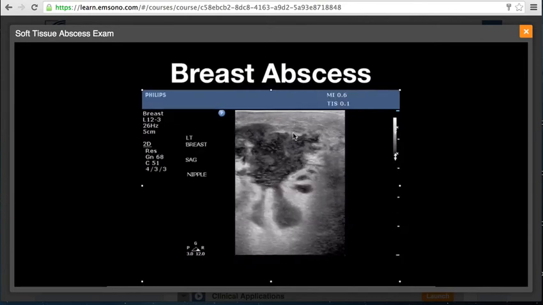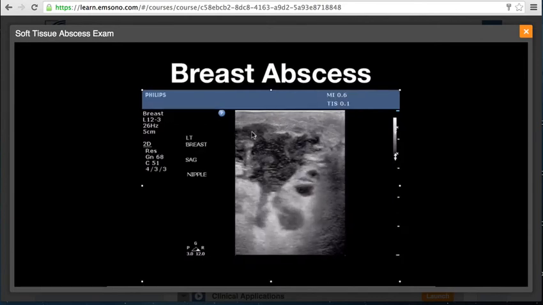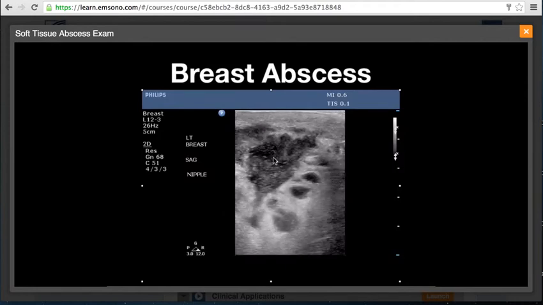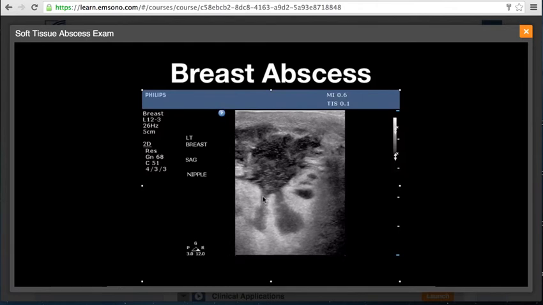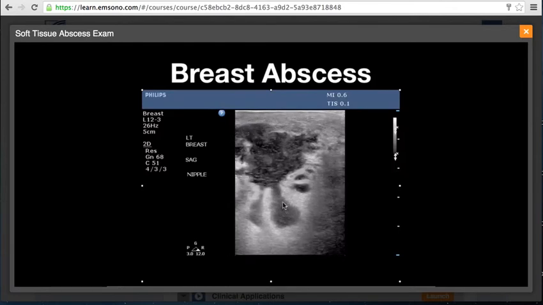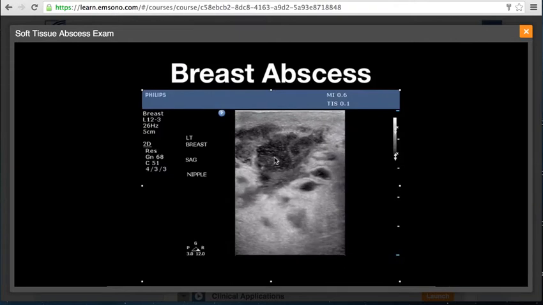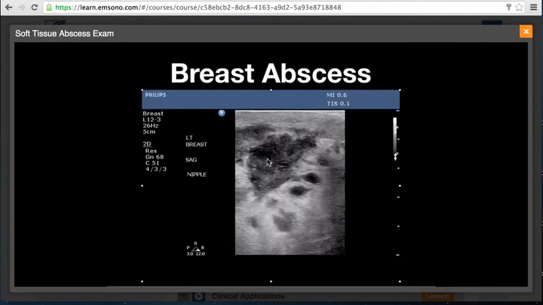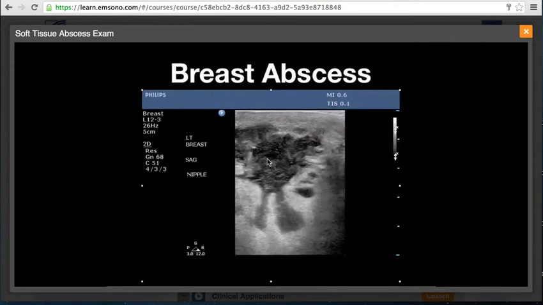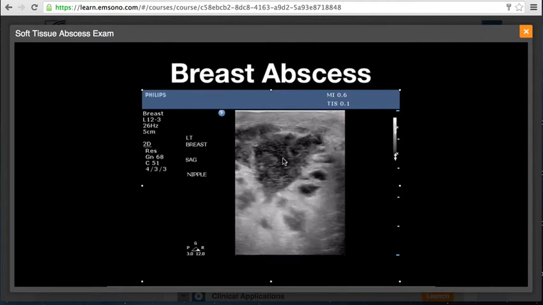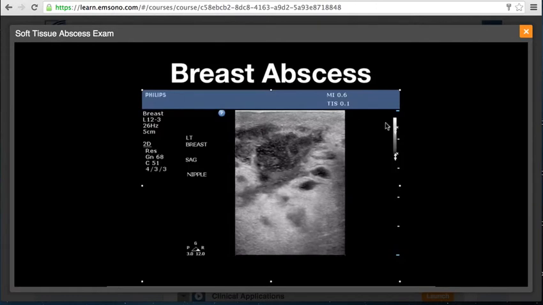Now here was a patient with a breast abscess. You can see this irregular fluid collection, internal swirling of the contents with compression. You can see that this extends deep and it was found ultimately to involve the ducts. This was adjacent to the nipple on the left breast. Once the diagnosis was made with ultrasound, this patient had surgical consultation and was taken to the operating room for drainage.